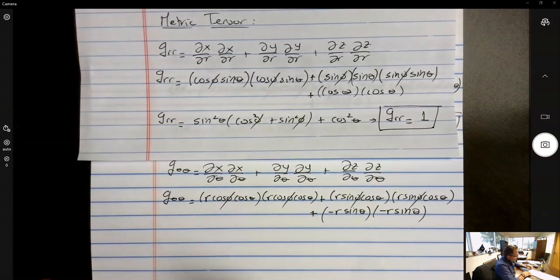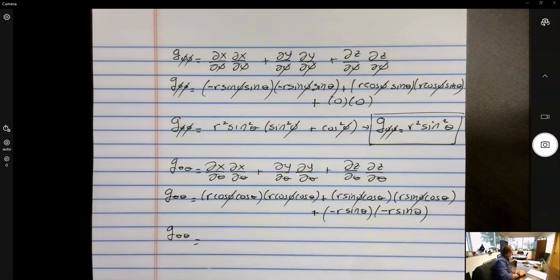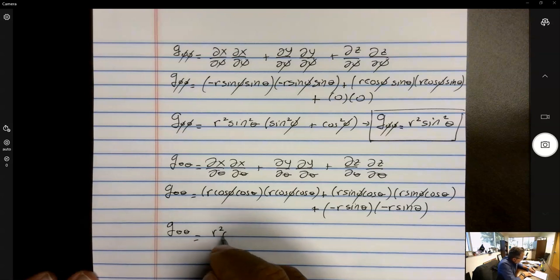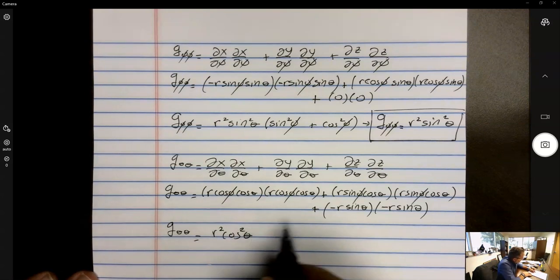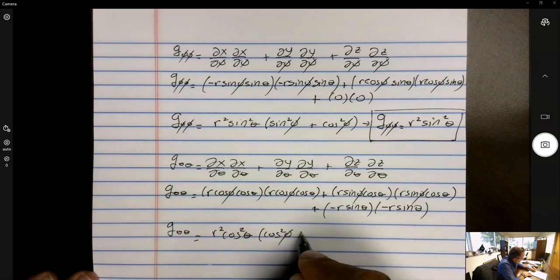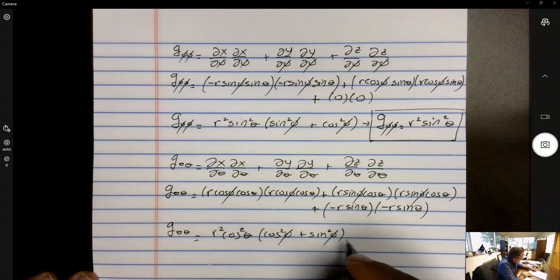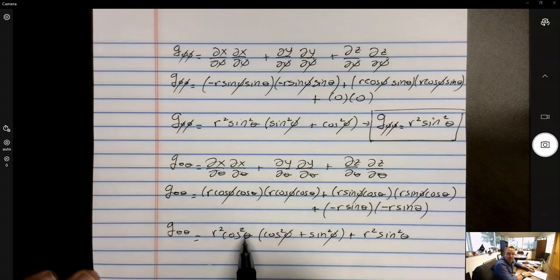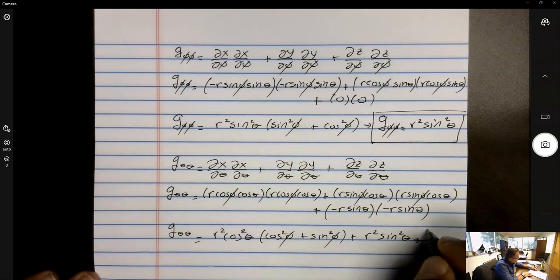All right. So here, g theta theta is equal to, I'm going to take r squared and the cosine square of theta as a common factor from this one and from this one. This one has the cosine square of phi, and this one has the sine square of phi. And this is plus r squared times the sine square of theta. As you can see, this one is 1. And then I can take the cosine square and the sine square with r squared as a common factor. At the end of the day, g theta theta is equal to r squared.